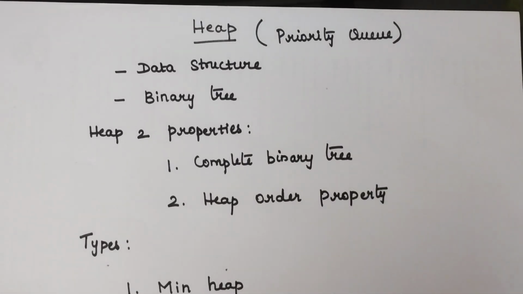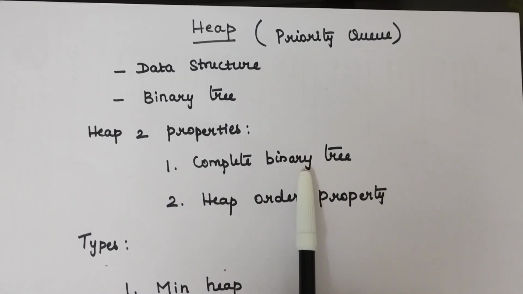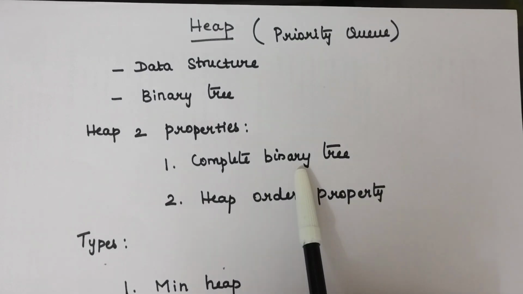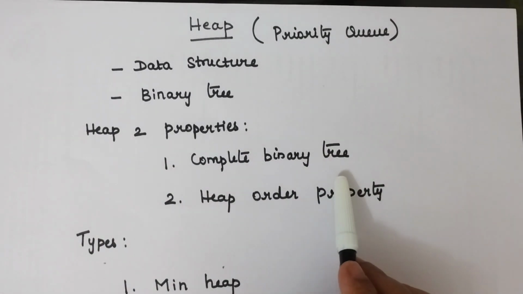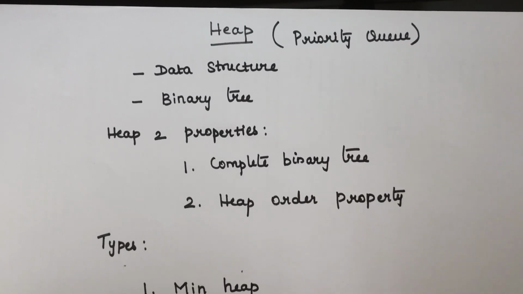The same property heap is also following, and along with that heap also follows two more properties. So when you are constructing a heap data structure, this heap follows two properties, that is complete binary tree property, and the next is heap order property. First we'll see what is complete binary tree property. Coming to complete binary tree property, always the new node that you're going to insert should be inserted at the last level of the tree.